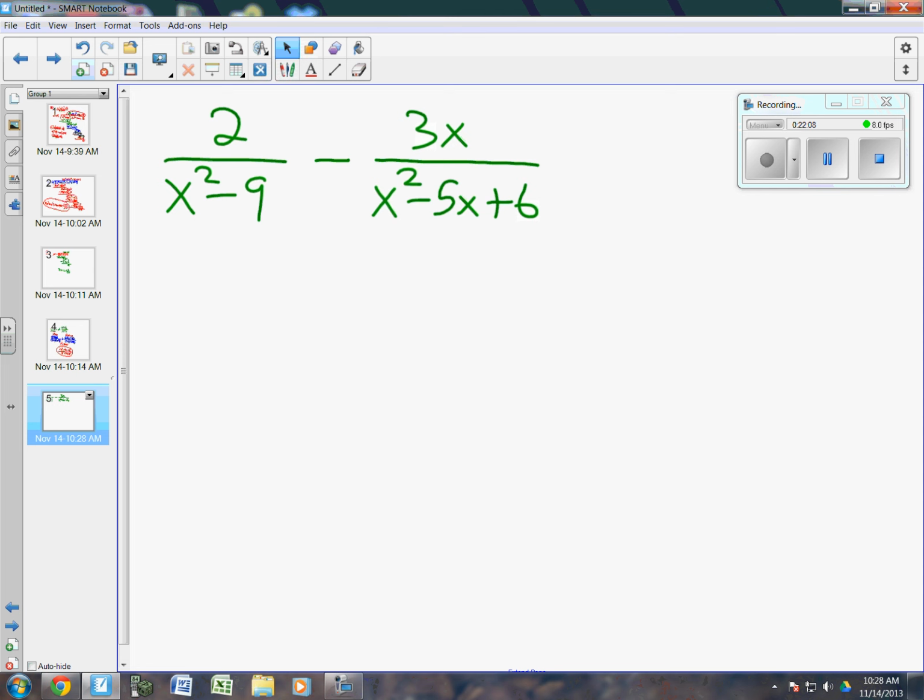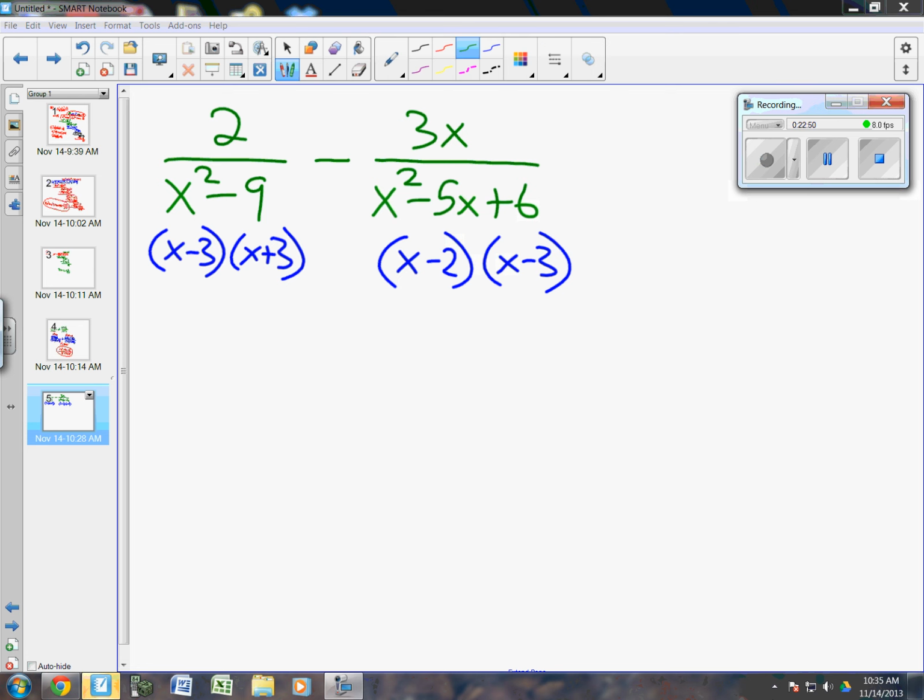Now, you guys, you're looking at this and you're thinking, okay, I could multiply x squared minus 9 times x squared minus 5x plus 6 to get my common denominator. But you might not need to do that. What you do is you factor x squared minus 9 and factor x squared minus 5x plus 6 and see if there's already some common factors there so you don't have to have a huge denominator. Okay? So figure out what x squared minus 9 factors to be, because it does factor, and so does x squared minus 5x plus 6. That one factors as well. So do that. And then get a common denominator.